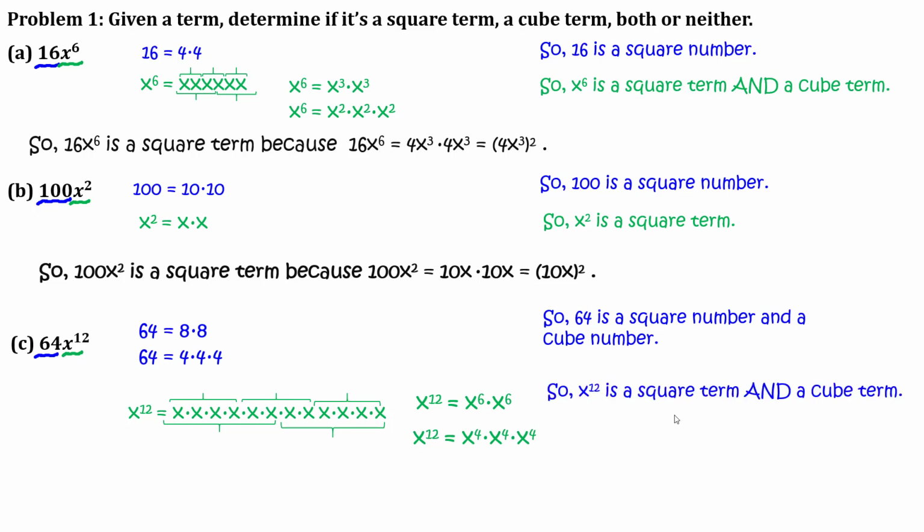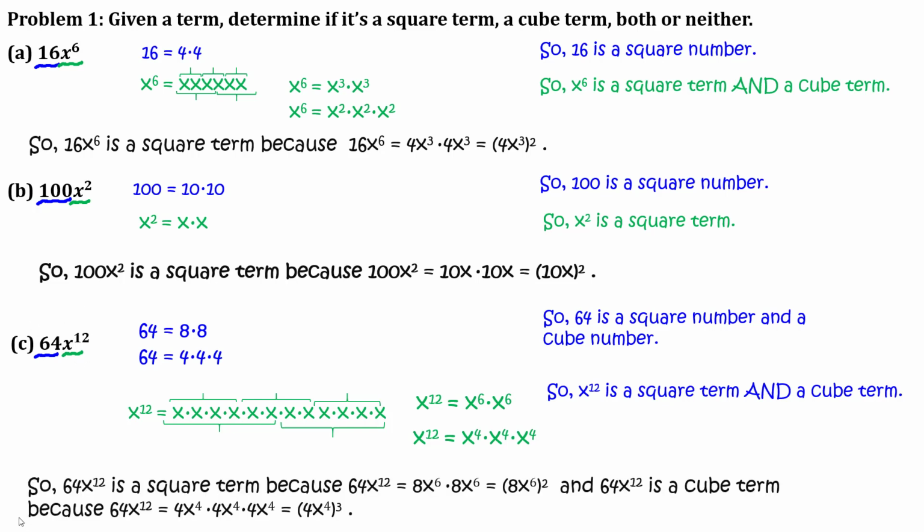So x to the 12th is a square term and a cube term. They're both square terms and cube terms. So their product must be a square term and a cube term as well. So I'm going to say 64x to the 12th is a square term because 64x to the 12th equals 8x to the 6th times 8x to the 6th, or 8x to the 6th squared. And 64x to the 12th is a cube term as well because it can be written as 4x to the 4th times 4x to the 4th times 4x to the 4th, or 4x to the 4th cubed.